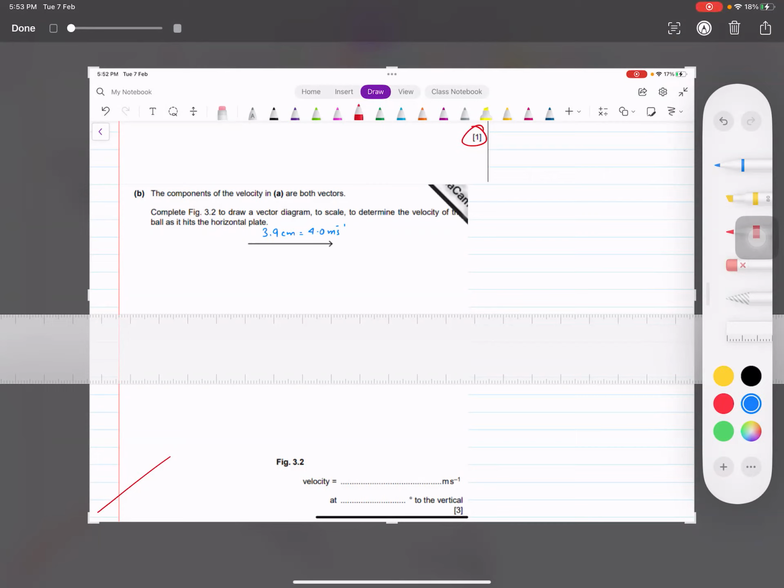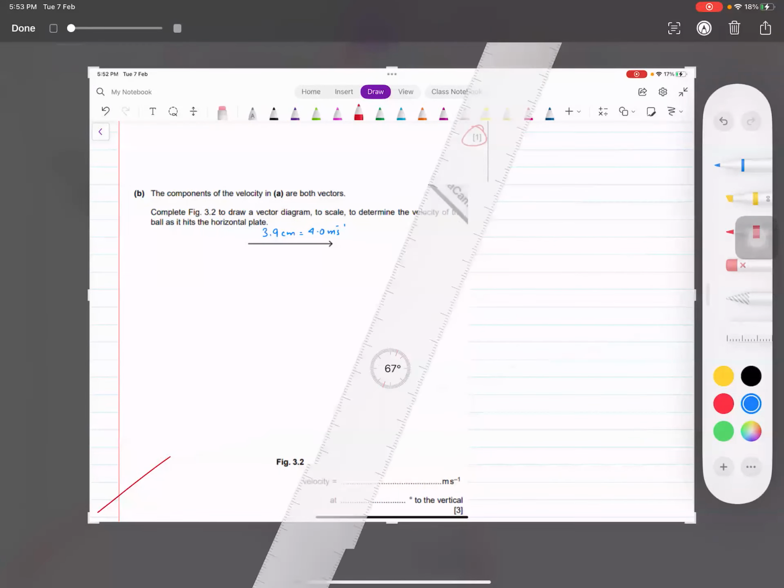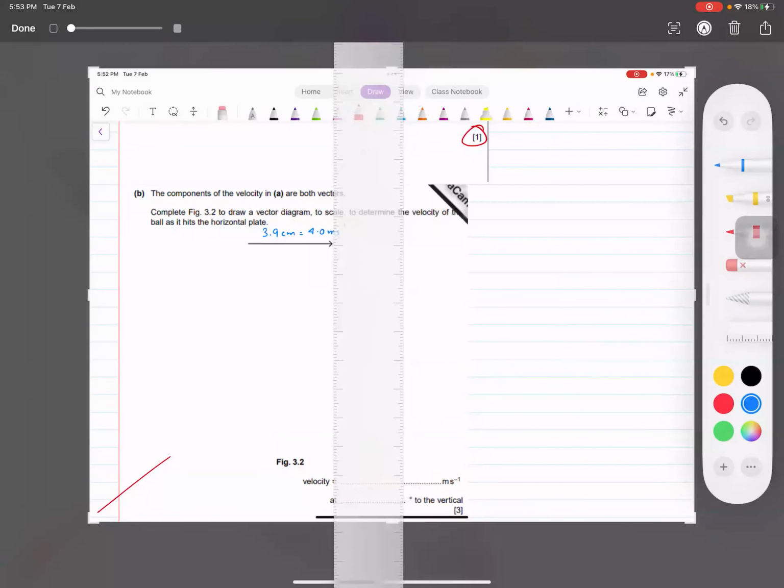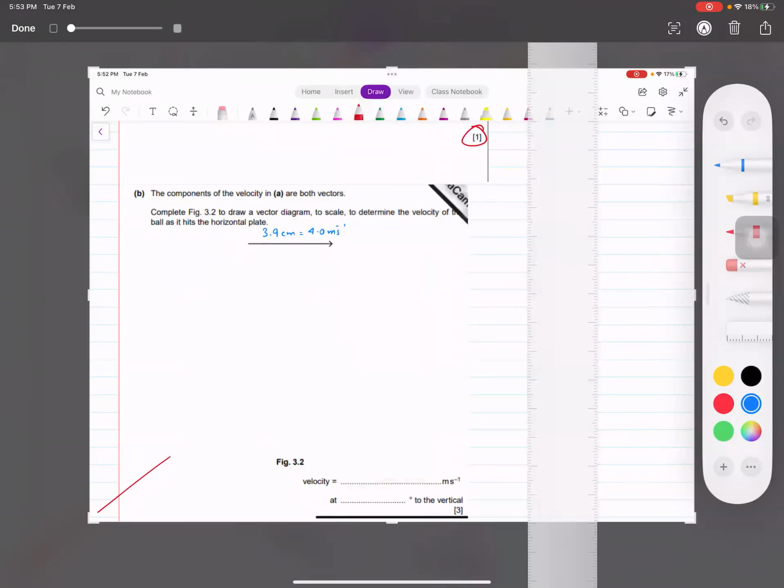Then you can make either a vector triangle or a parallelogram. That's entirely up to you. But right now we're going to make a vector triangle. For the 6.2 vertical velocity, if 3.9 centimeters represents 4 meters per second, then 6.2 meters per second would be what? I'm going to cross multiply, so it's 3.9 times 6.2 divided by 4.0. Can you please tell me the answer?